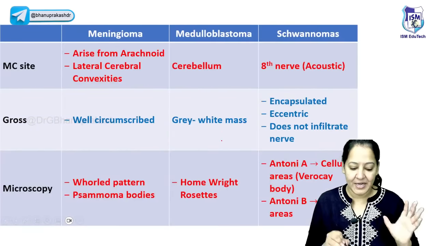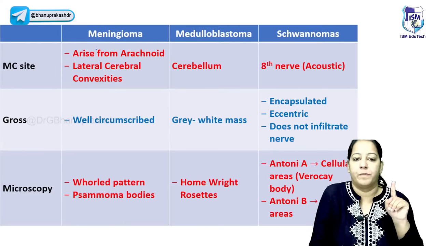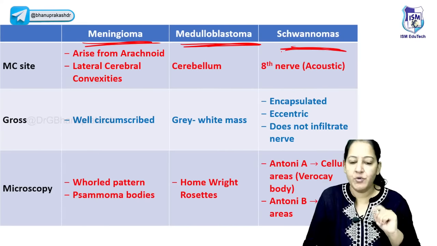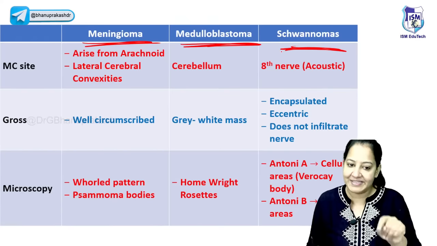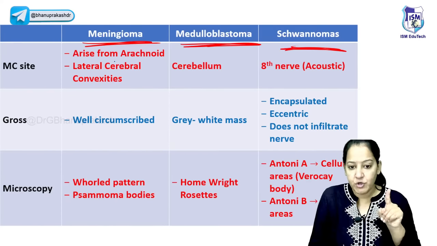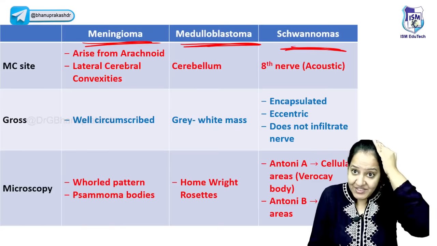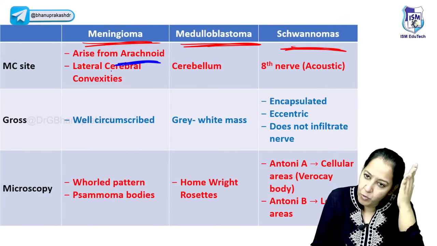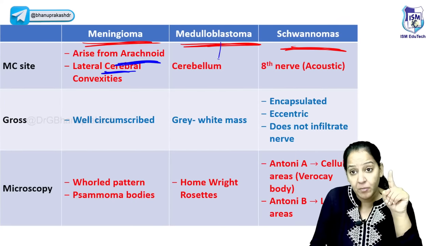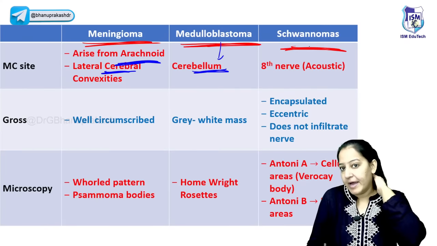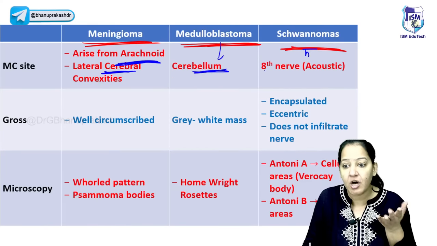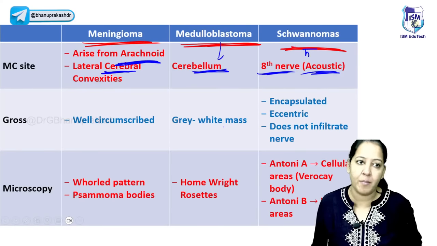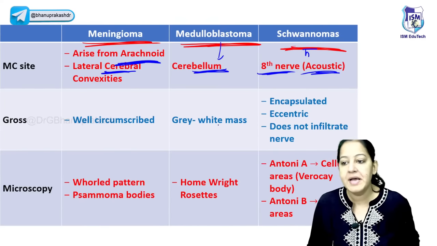So the three types of tumors are in front of you. We have covered meningioma, medulloblastoma, schwannoma. Tell me their most common site. Meningioma arises from the meninges, the arachnoid cap cells of the arachnoid, and is more common at the cerebral surfaces. Medulloblastoma arises from the cerebellum. And schwannoma arises from the nerves. Which nerve? Eighth nerve, acoustic. Vestibulocochlear both, but more common in the vestibular component. Okay, so that is the thing.